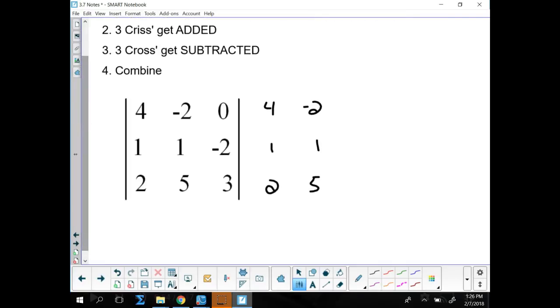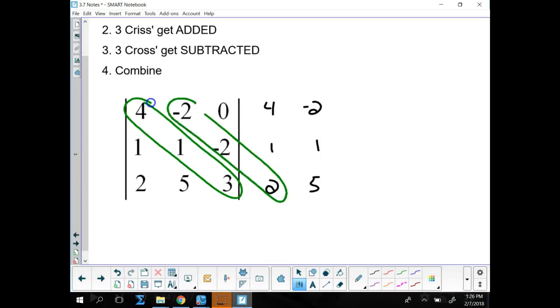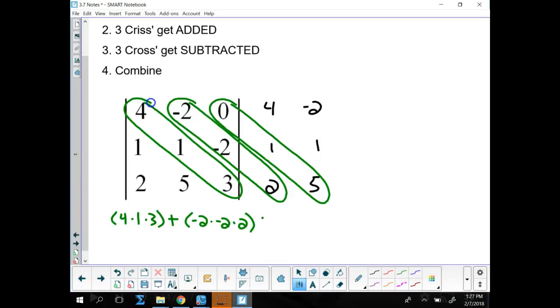Now, I need to get my 3 Chris's and add those to it. So here is my first Chris. Here is my second Chris. And here is my third Chris. I take those 3 bubbles and I add them together. So that's going to be 4 times 1 times 3 plus negative 2 times negative 2 times positive 2 plus 0 times 1 times 5. I find those values, add them all together. Then I subtract off my 3 crosses.